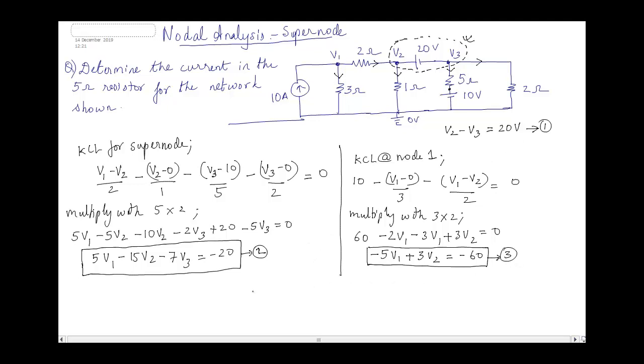Thus by solving equations 1, 2 and 3 by the simultaneous method, we can get the answer of V1 as 18.95, V2 as 11.57 and V3 as minus 8.42.